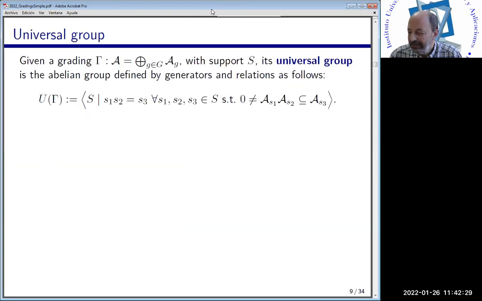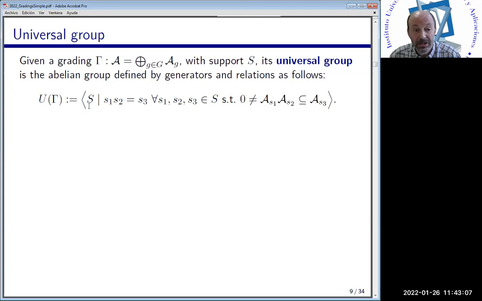Sometimes we consider the grading group as part of the definition of the grading, but sometimes the grading group is not the natural one. I will show you an example. An invariant of the grading is given by the so-called universal grading group, which is the group generated by the support and subject to the relations imposed by the multiplication of homogeneous components.